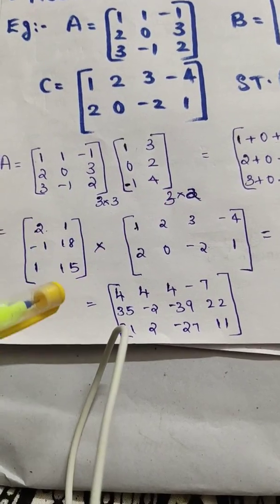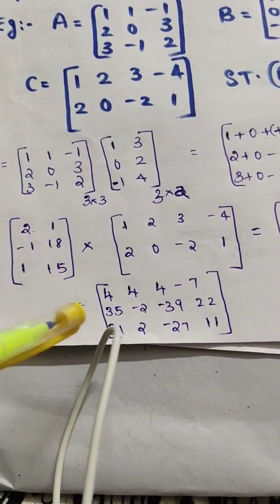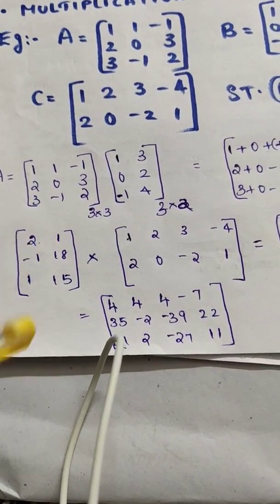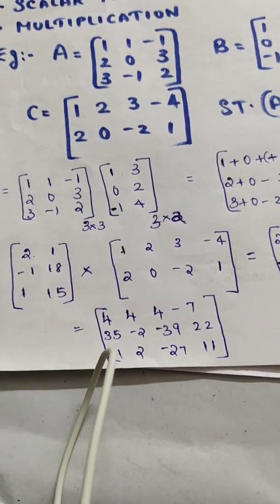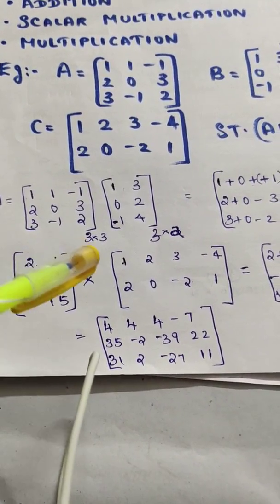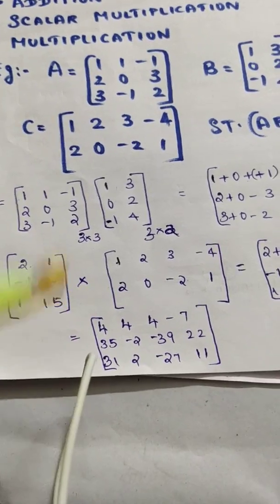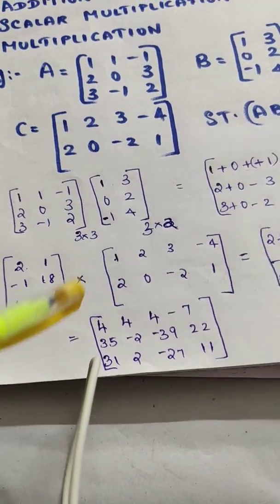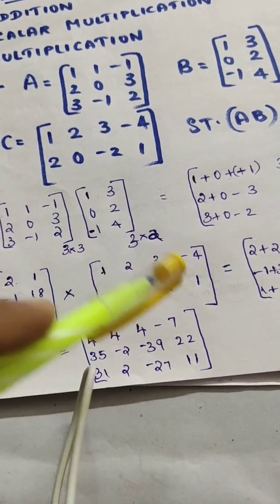So 7 plus 8, you will get 15. So that is A into B. Now you are multiplying A into B with C. Again you can see in A into B you have 3 rows and 2 columns, and in C you have 2 rows and 4 columns.